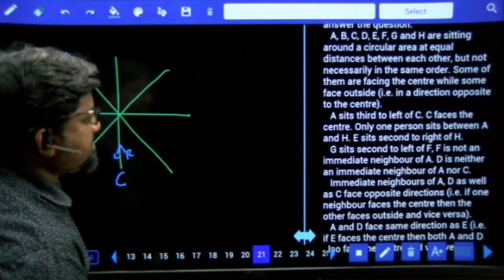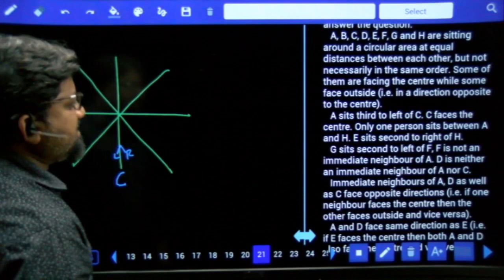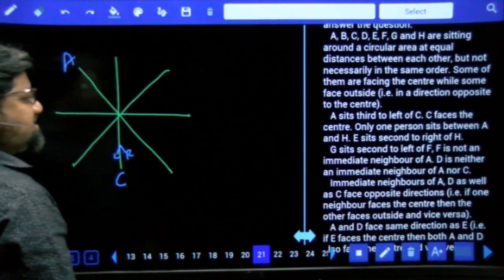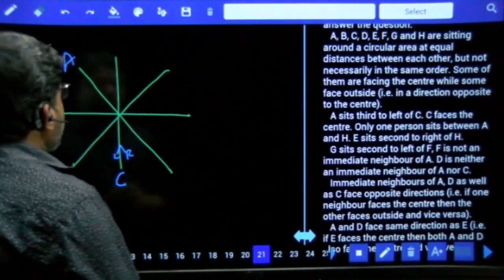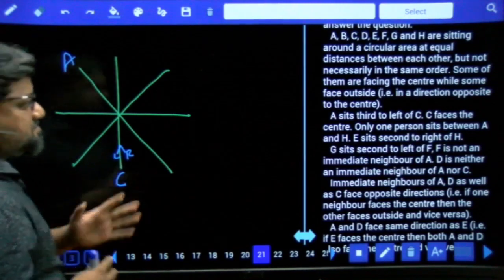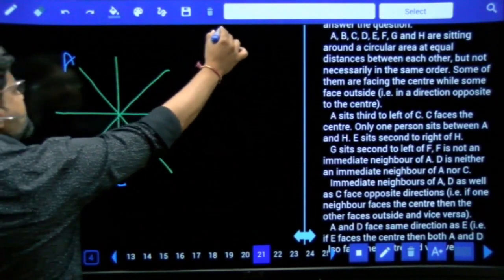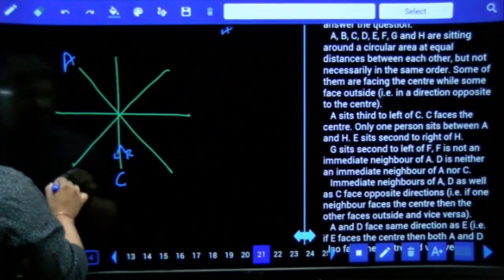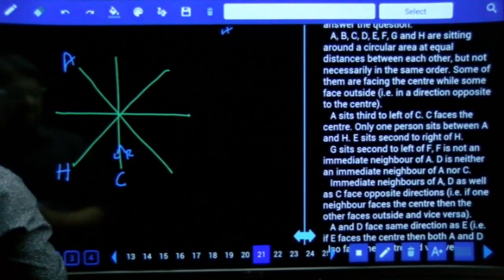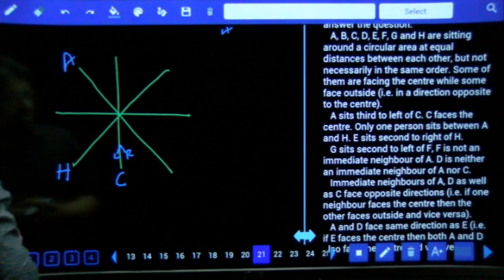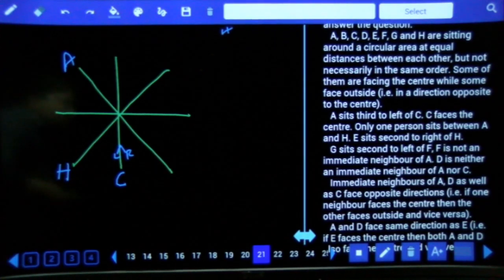Only one person sits between A and H. E sits second to the right of H. Maybe I can take H here or I can take H here. First, let me try by taking H here.